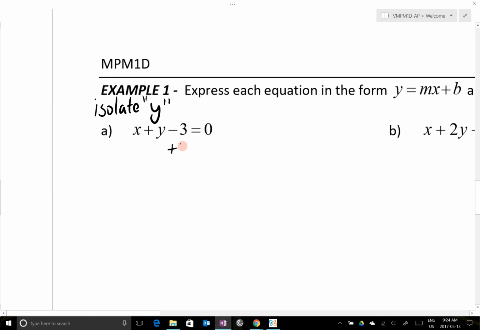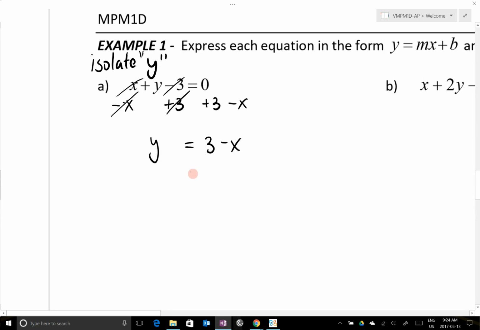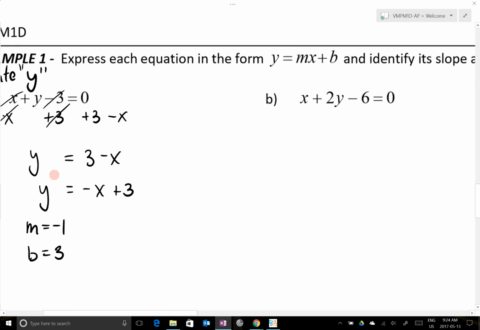Well, if I choose to add 3 to both sides, I can remove the 3. If I also subtract x from both sides, I can move the x over to the other side as well. So these two go away, I have y, these two cancel, equals 3 minus x. And there's my equation of the line. Now we can rearrange it into y equals mx plus b form. So y equals negative x plus 3. Just reverse the order of the terms. And so we can say that our slope is negative 1 and b is positive 3. That's our y-intercept. Okay, let's look at this next one.